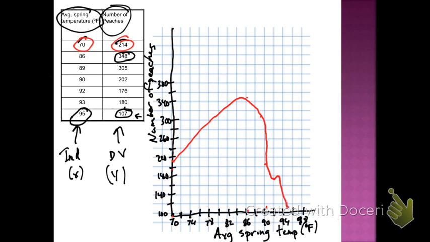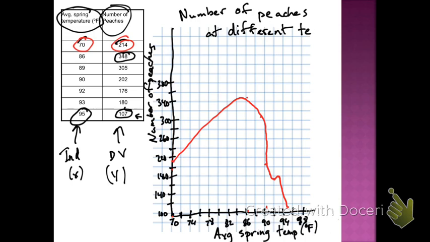And then I want you to think of a title. So we are figuring out the number of peaches at different temperatures. So number of peaches at different temperatures. Okay, and that's it.